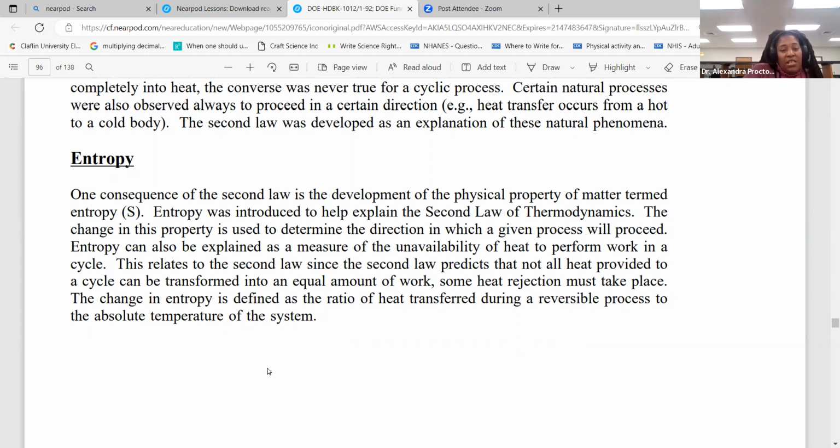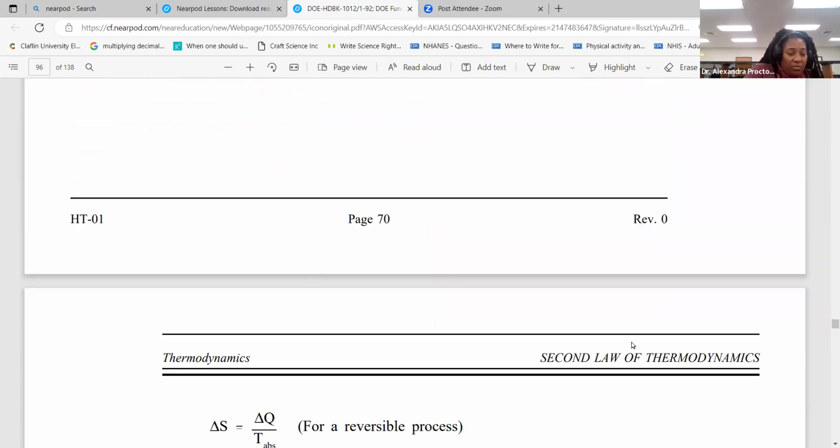And so the change in entropy is defined as the ratio of heat transferred during a reversible process to the absolute temperature of the system. And so reversible becomes important. Whether or not the process is reversible becomes important.